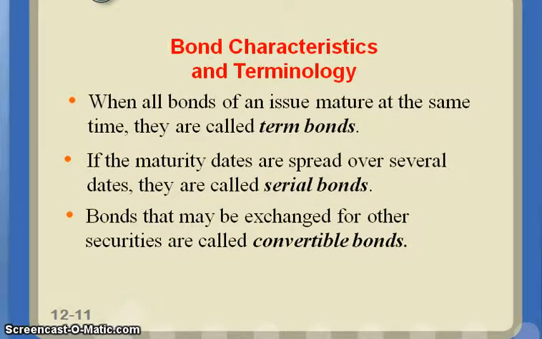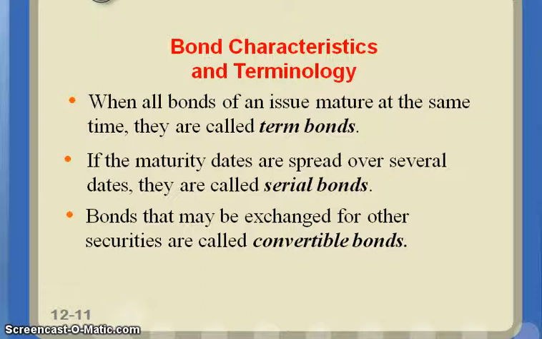Okay, a little bit more terminology. If you have all of the bonds mature at the same time, which is quite formidable if you think about it, right? You're loaning out, you're getting $10 million, you put out $10 million in bonds in the world. If you're going to have to pay all those $10 million worth of bonds out at the same time, they're called term bonds, okay? They all mature at the same time. You're going to have to pay out $10 million, and that's one heck of a balloon payment.